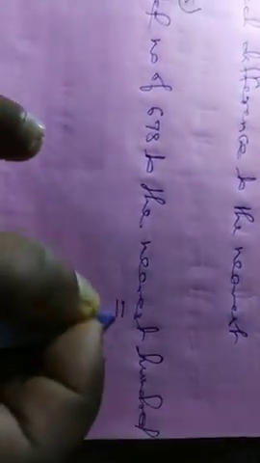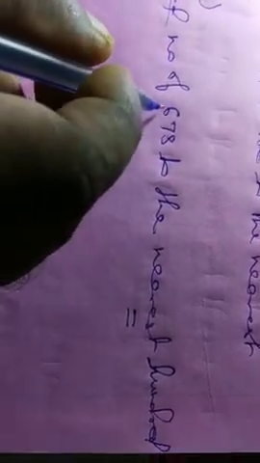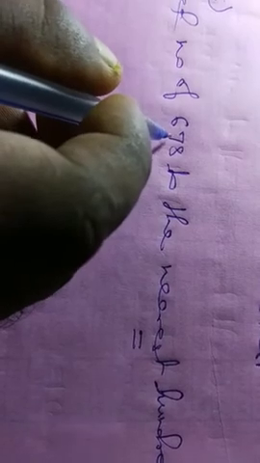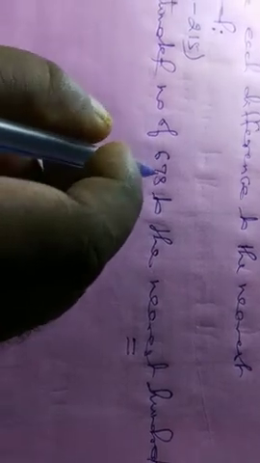Estimated number of 678 to the nearest 100. The digit at the hundreds place is 6. Before this digit, the tens digit is 7, and 7 is lying in the range from 5 to 9. So 6 is converted into 7, and 78 is converted into 00. So 700.